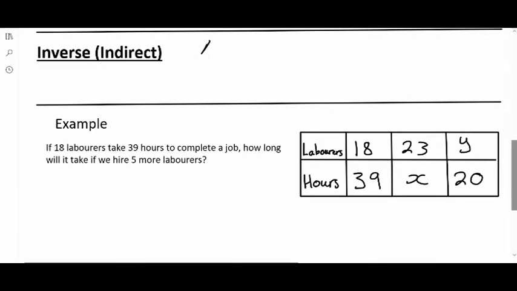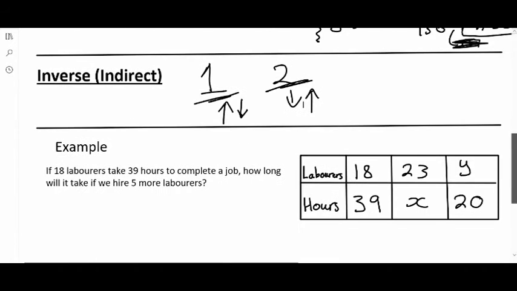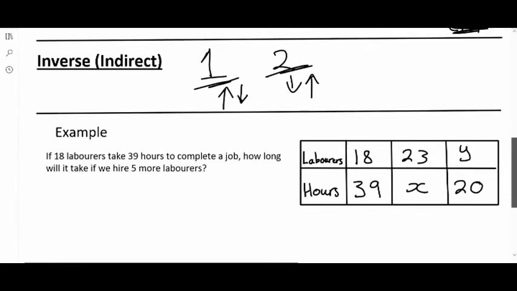If we have quantity 1 and quantity 2, and quantity 1 goes up, quantity 2 goes down, and vice versa. If quantity 1 goes down, quantity 2 goes up. You get that complete opposite. Remember, direct proportion was up, up, down, down. Indirect was up, down, down, up. I think I nailed that.